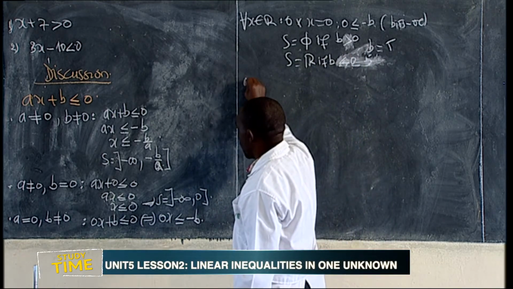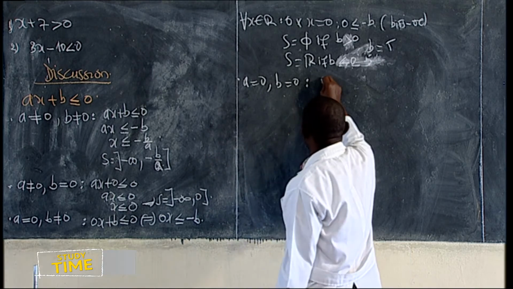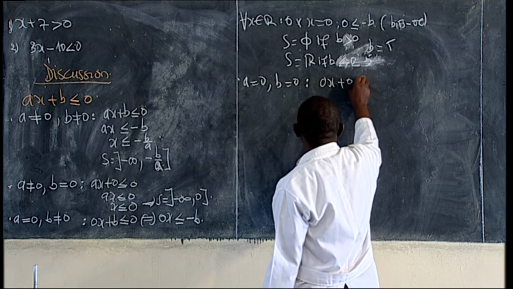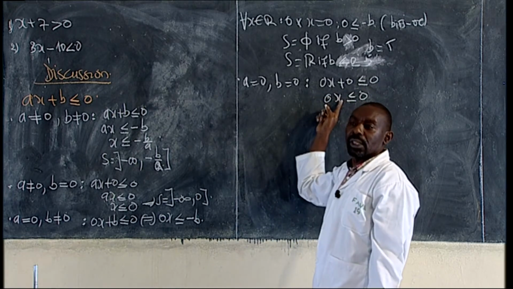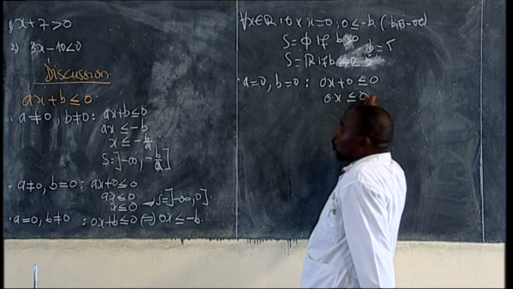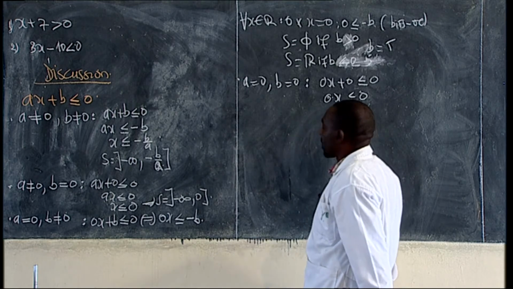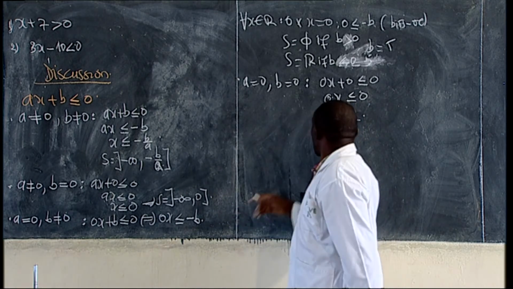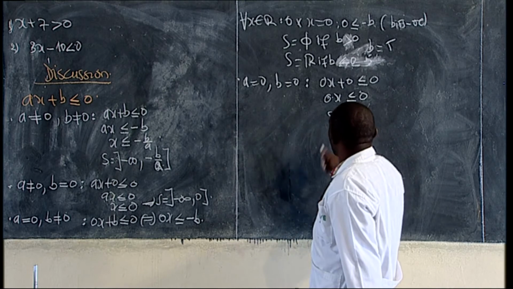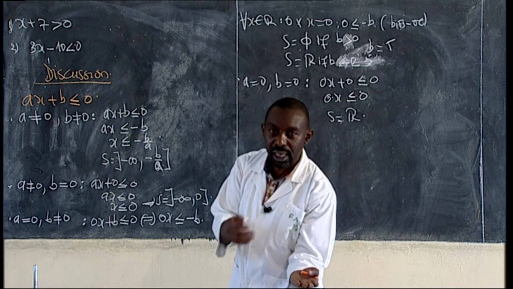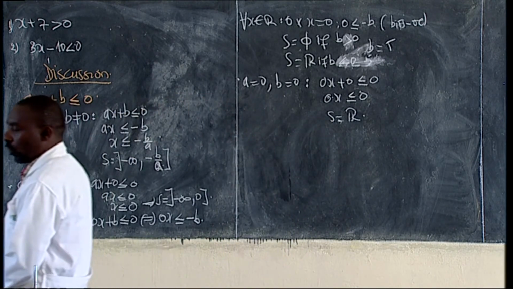In the case we have a equals 0 and b equals 0, we have 0x plus 0 less than or equal to 0, so 0x is less than or equal to 0. Any number times 0 is 0, and 0 is less than or equal to 0, isn't it? So the solution set is the set of all real numbers. Any number taken by x times 0 will be 0, and 0 is less than or equal to itself.